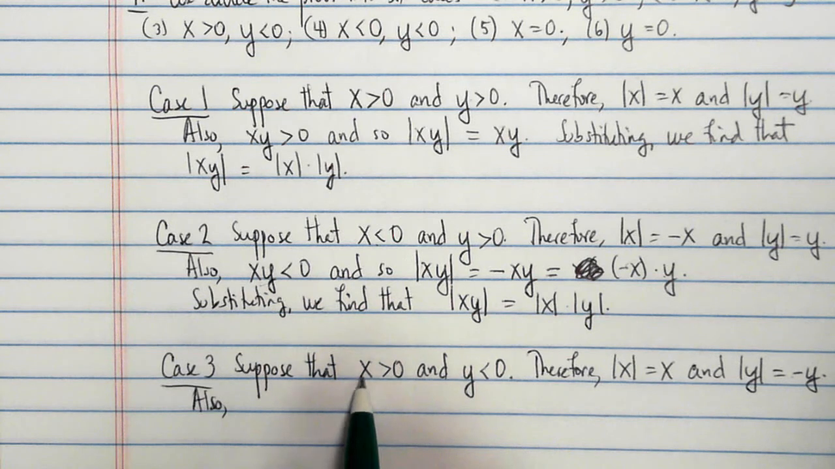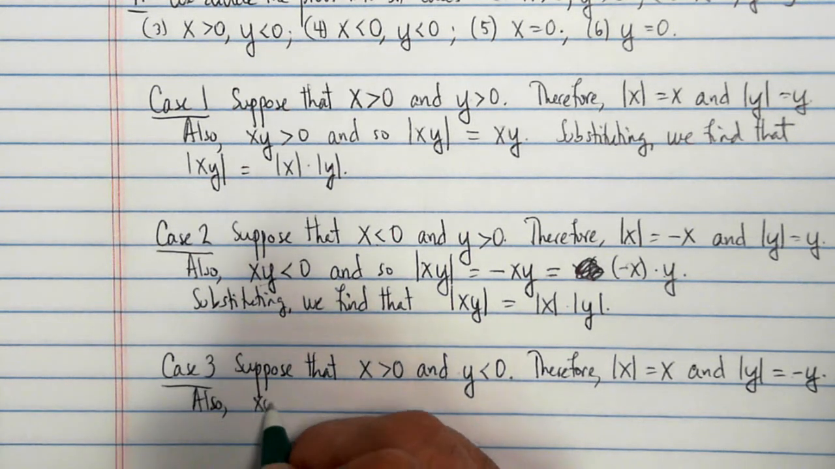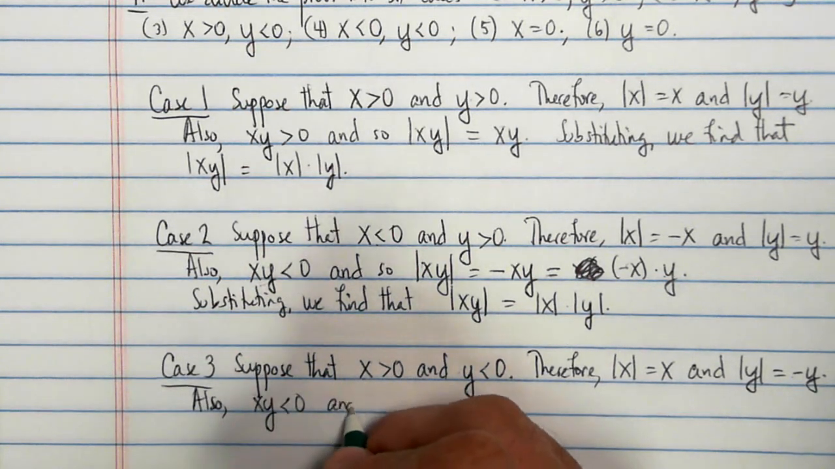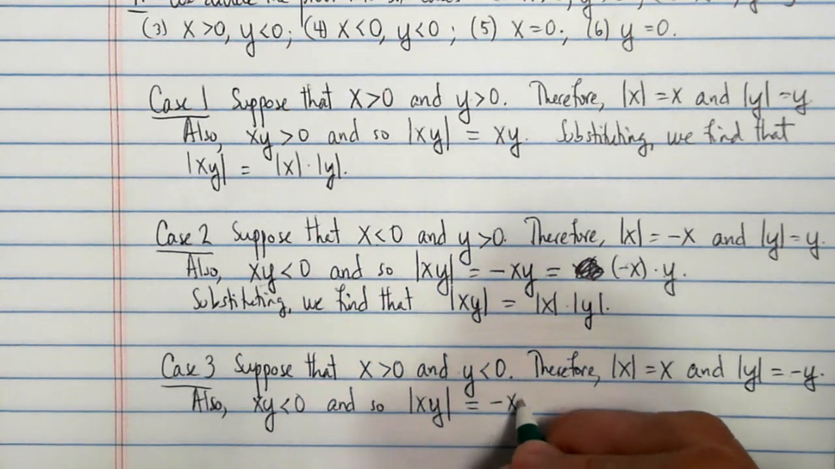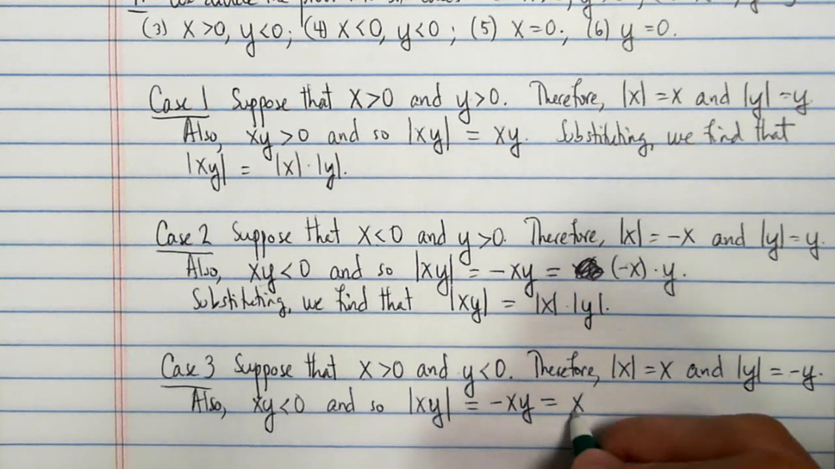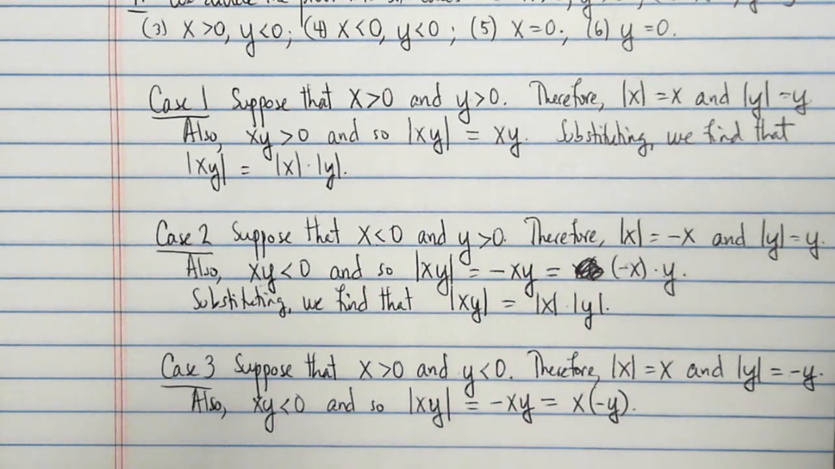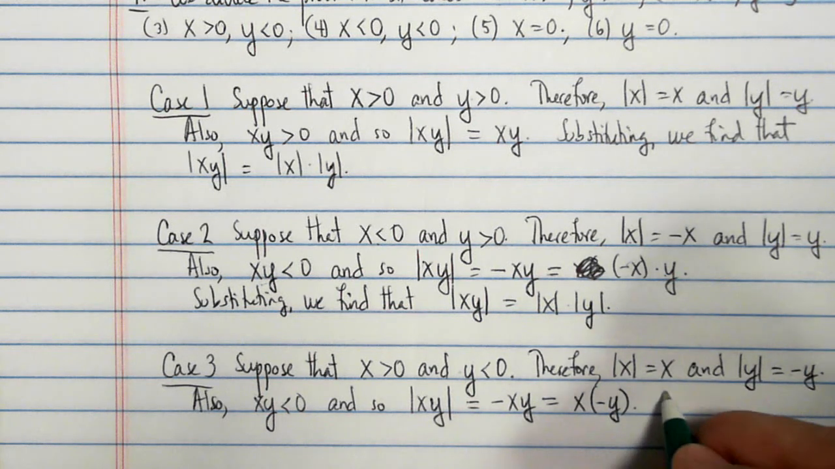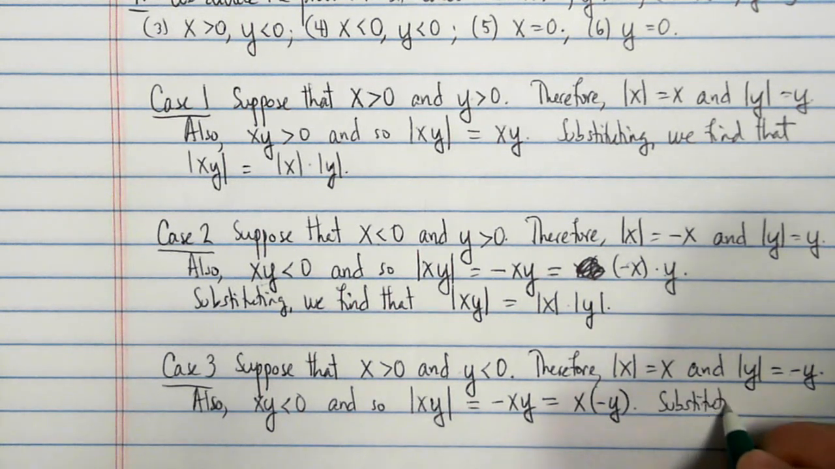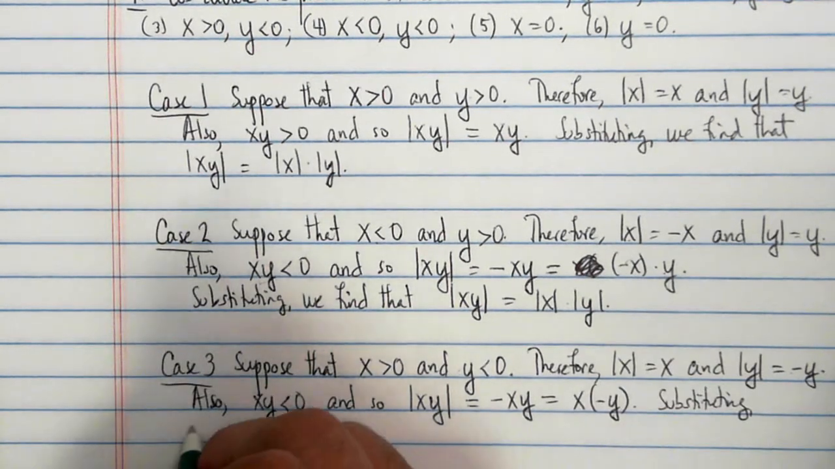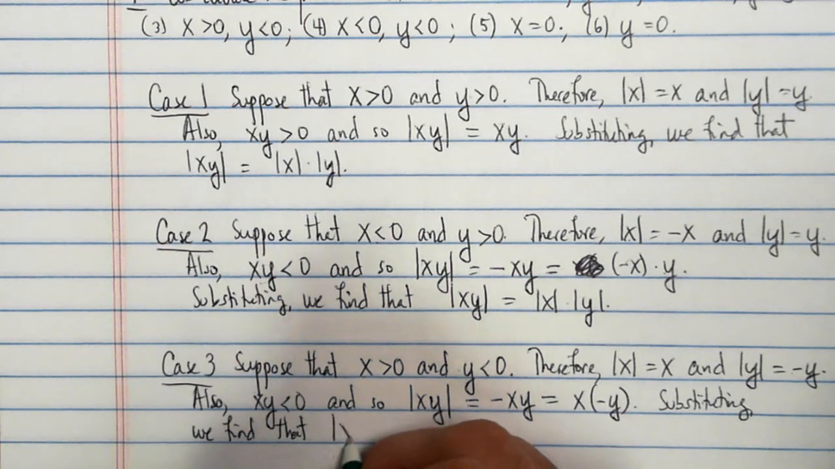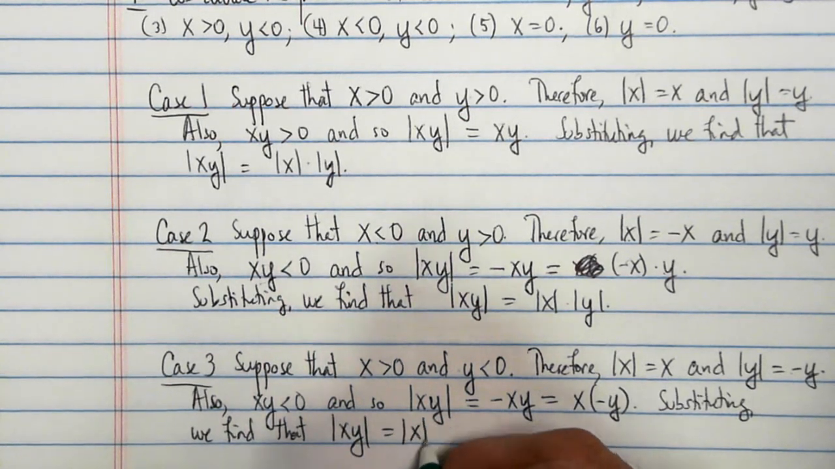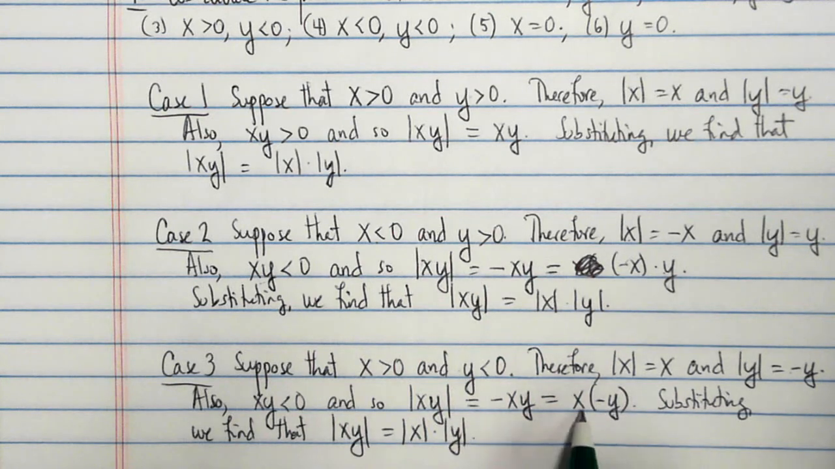Also, if you take a positive and a negative and multiply them, the product is negative. And so the absolute value of x times y is equal to negative itself. Let's write it this time as x times negative y. Substituting, we find that the absolute value of x times y is equal to the absolute value of x times the absolute value of y, because x is the absolute value of x, and negative y is the absolute value of y.